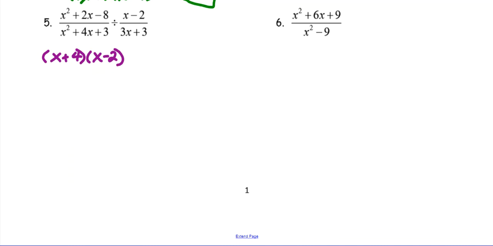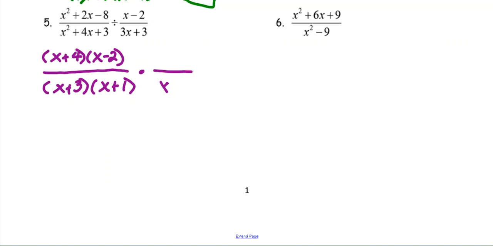Alright, so now in my denominator, I need two numbers that multiply to 3 and add to 4. So those numbers are going to be 3 and 1. x plus 3 times x plus 1. And that gives me my denominator here. Now it says divided, but what I'm going to do is switch it to multiply and flip my fraction so that x minus 2 goes to the denominator. And I have 3x plus 3 in the numerator. But I can factor a common factor of 3 out of that. So it would be 3 times x plus 1.